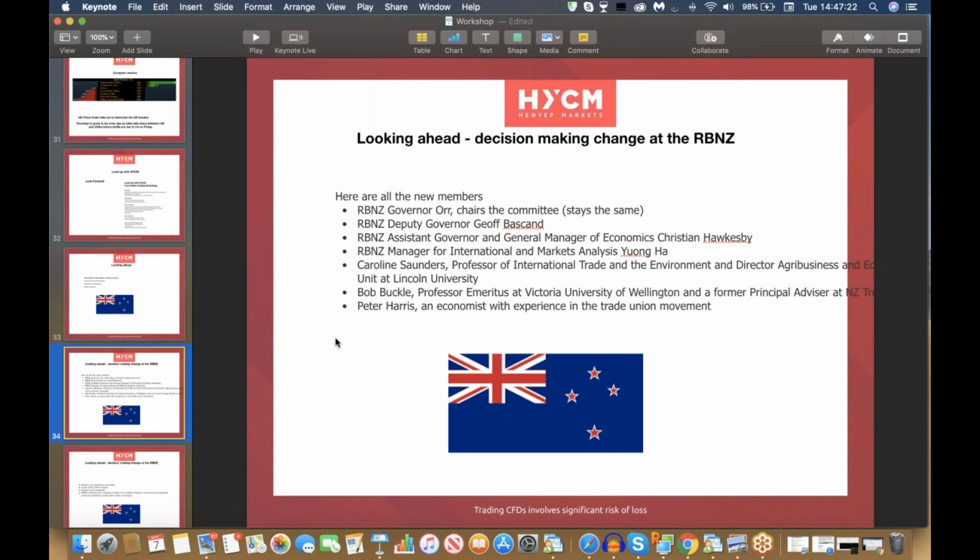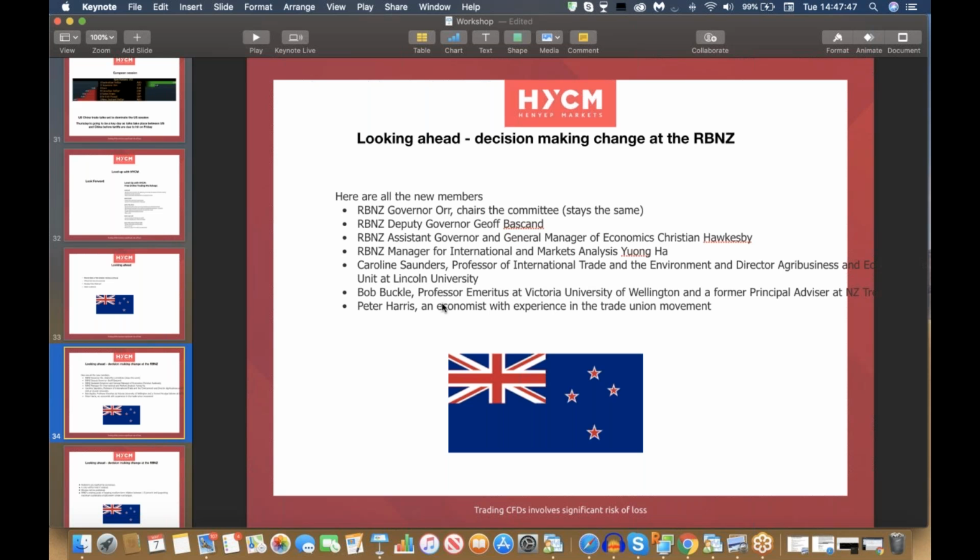There's a change now in the way that the Reserve Bank of New Zealand makes the decision. Previously, the Reserve Bank of New Zealand was unusual in that the governor made the decision. Just one governor would make the rate decision, that was it. But now it's changed from a one-man-does-it-all to a committee. And these are the new committee members you've got here.